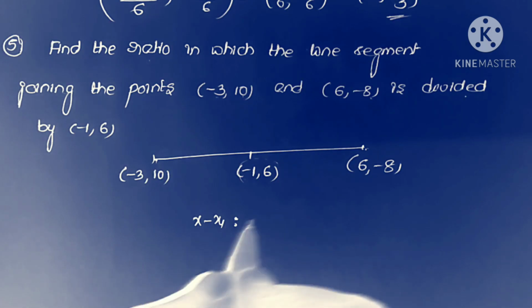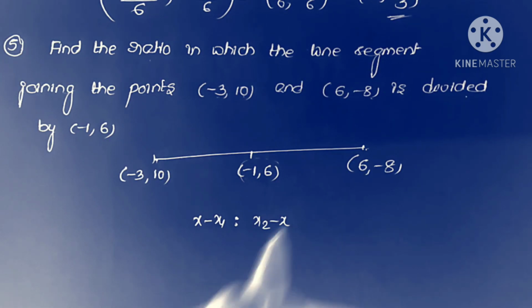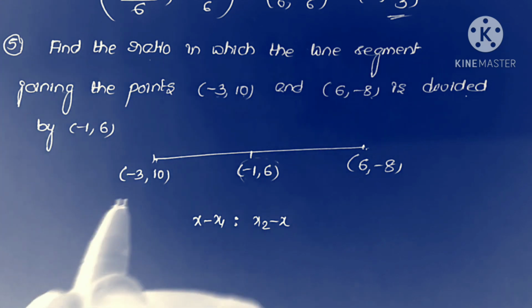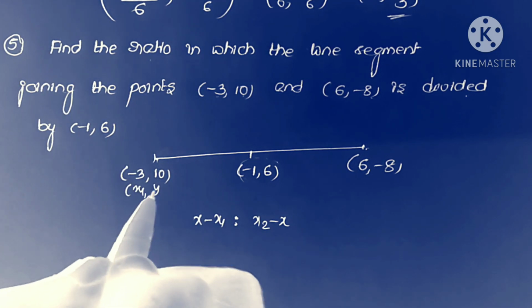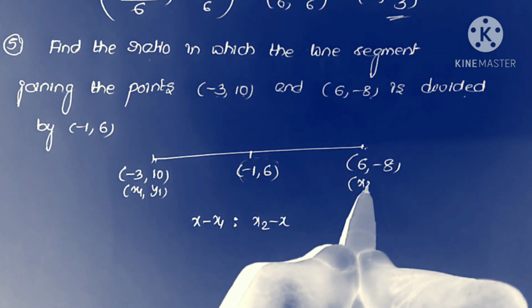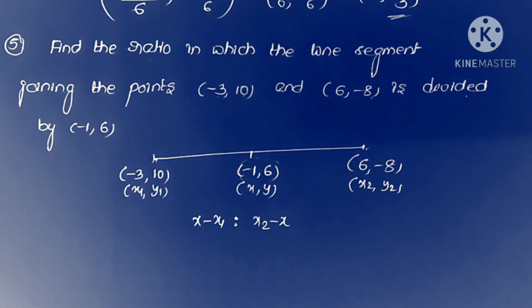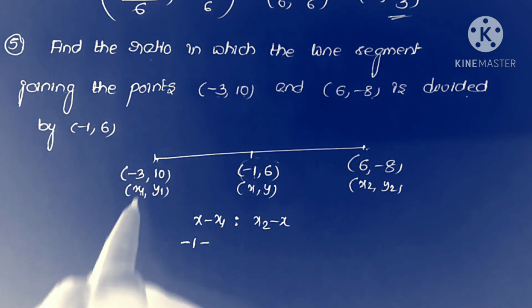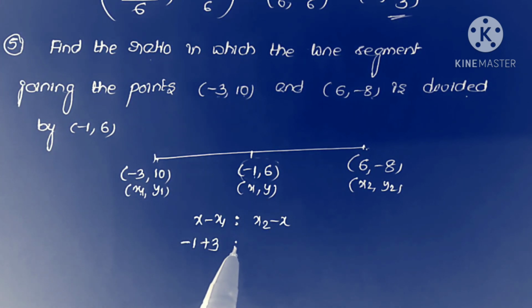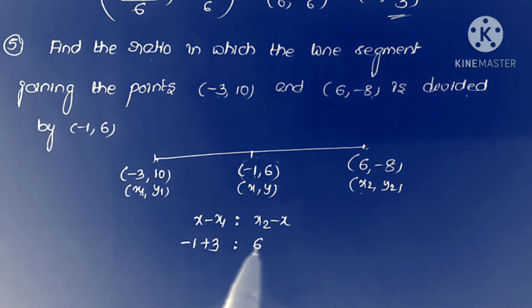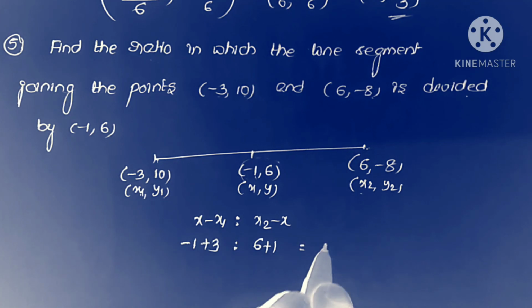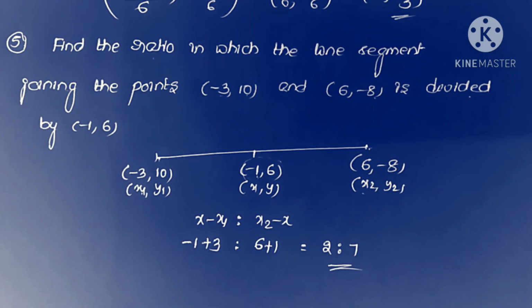The formula is x minus x1 is to x2 minus x. So this is x1 y1 and this is x2 y2, the line joining the points x1 y1 and x2 y2. This is x comma y. Now replacing the values, x value minus 1 minus x1 is minus 3 minus of minus, plus 3; x2 minus x is 6 minus of minus 1, plus 7. So the ratio is equal to 3:7.